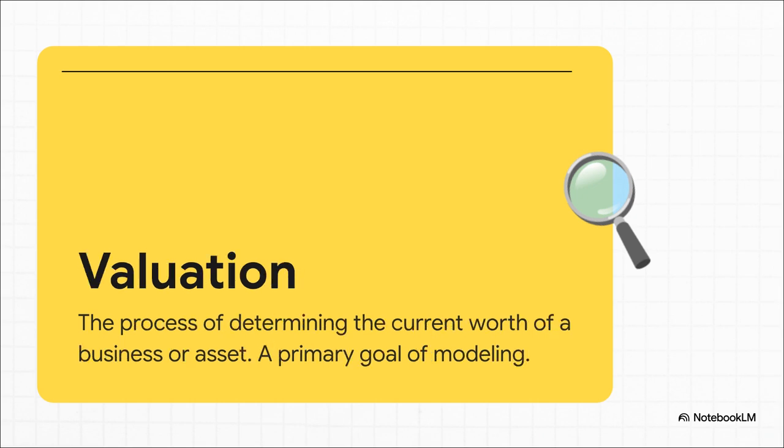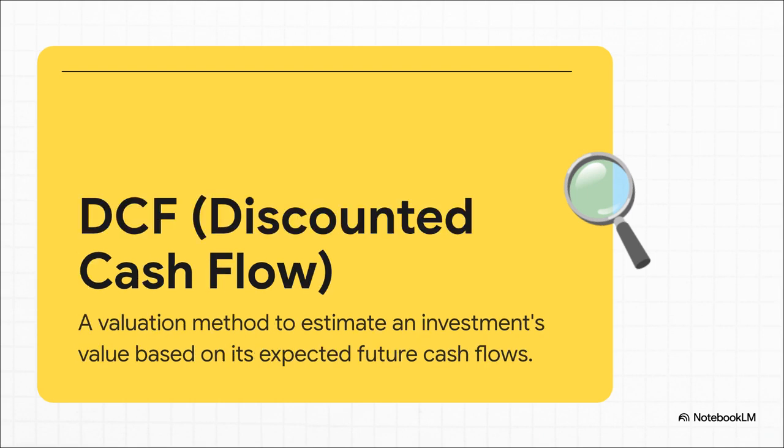So why do we do all this? Why go to all the trouble of predicting the future? Well, a lot of the time, the ultimate goal is valuation. It's all about answering that $1 million or sometimes $1 billion question, what is this company actually worth, right here, today? And one of the most powerful tools for figuring that out is the discounted cash flow, or DCF. A DCF model takes all of that future cash you projected the company will earn and basically translates it into a single number that represents the company's value today. It's all based on a really simple idea. Money you get in the future is worth less than money you have right now.